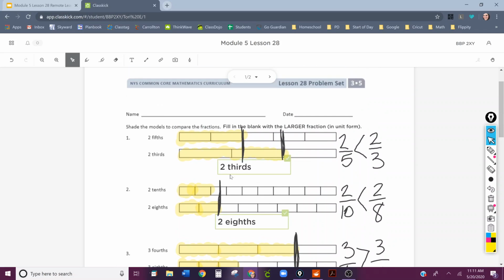Now let's pay attention to what we notice. In fifths and thirds, we said 2/3 was bigger. And we notice that the denominator here, the bottom number, is smaller, which means it makes bigger pieces, so it ends up being the bigger fraction.